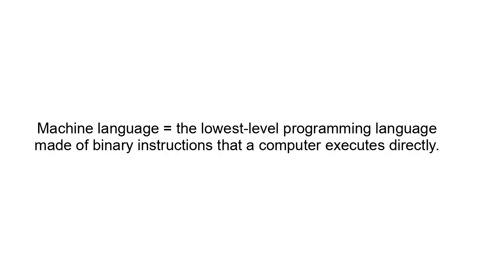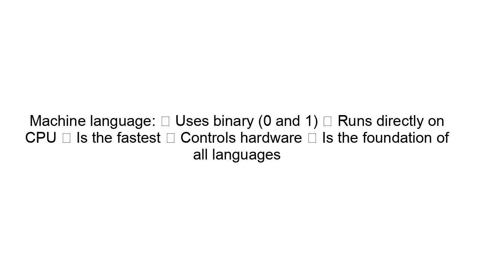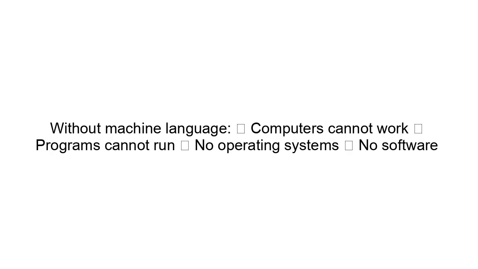Summary. Machine language ✅ uses binary 0 and 1. ✅ Runs directly on CPU. ✅ Is the fastest. ✅ Controls hardware. ✅ Is the foundation of all languages. Without machine language, ❌ computers cannot work. ❌ Programs cannot run. ❌ No operating systems.